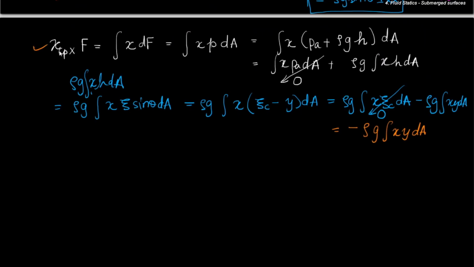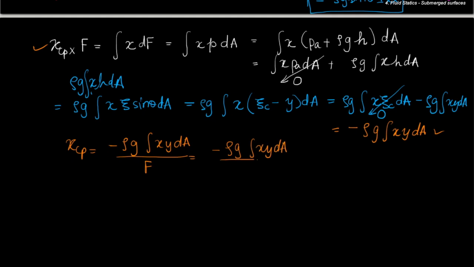So thus from this statement and this statement, we can write xCP is equal to minus rho g integral xy dA upon the force. So essentially this is minus the integral of xy dA divided by, so the force is equal to atmospheric pressure plus rho g h of the centroid, times A.